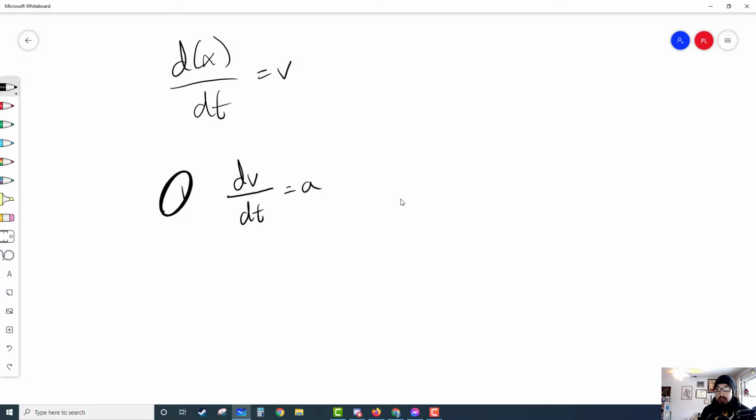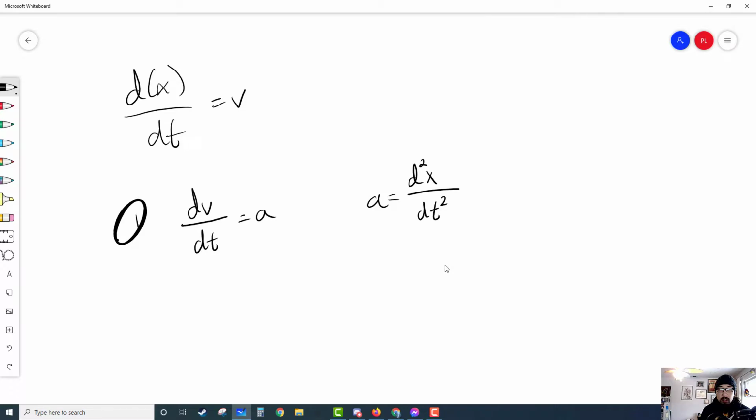Another formula that you can say is that acceleration is equal to the second derivative. So the second derivative of position will give you our acceleration. And this is true because our first derivative gives us our velocity, and taking the derivative of a velocity function gives you your acceleration. So doing this process twice gives you your acceleration.